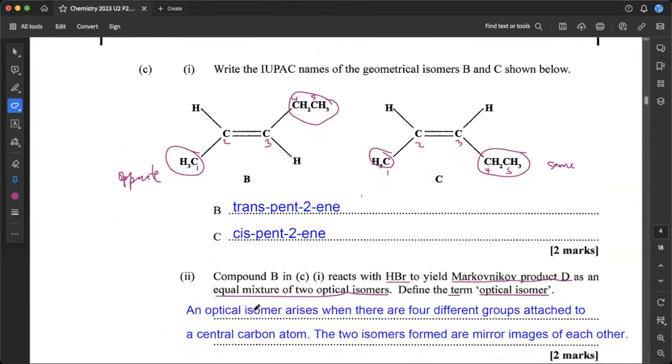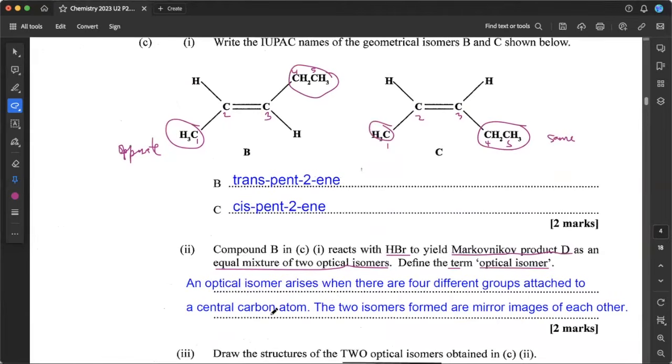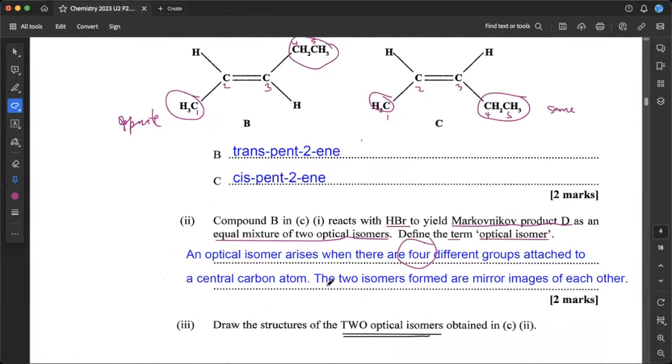An optical isomer is a type of isomer that arises when there are 4 different groups attached to a central carbon atom, 4 different substituents. And then the 2 isomers that are formed are going to be mirror images of each other. So this is how we would define an optical isomer in its complete terms: 4 different groups attached to a central carbon, and the 2 isomers formed are mirror images of each other.